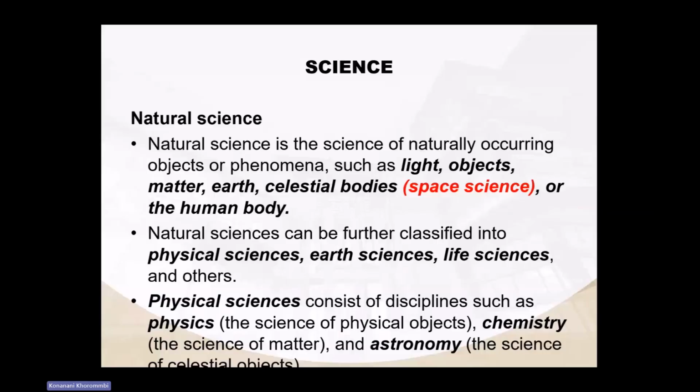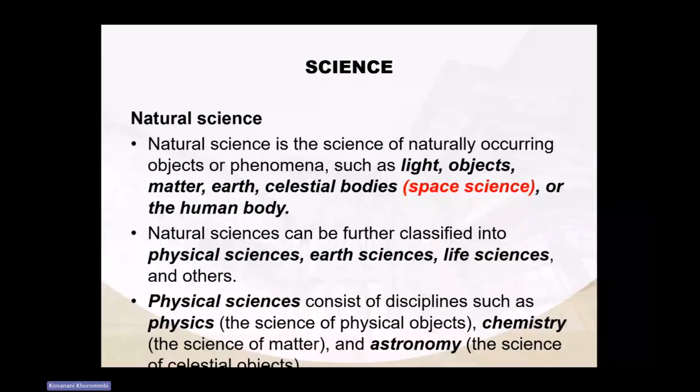Light is a natural phenomenon. Earth is a natural phenomenon. Then it falls under environmental sciences. Celestial bodies, space science, and science that has to do with meteorology. This has to do with natural aspect, because meteorology has to do with weather, and weather has to deal with rain, the winds, and so forth, and water.